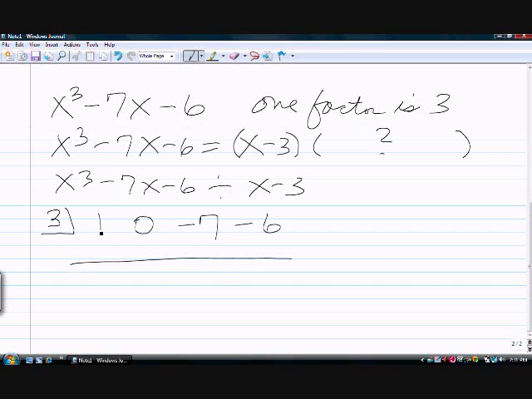Now I do my little synthetic division, bring the 1 straight down. 3 times 1 is 4. 0 plus 4 is 4. Now I take the 3 times the 4, that's 12. 12 minus 7 is 5. And I have done something wrong. Oh, jeez. 3 times 1 is 3, not 4. Here we go, sorry.